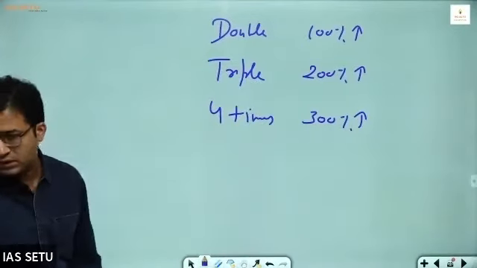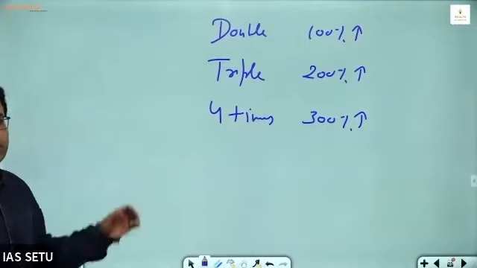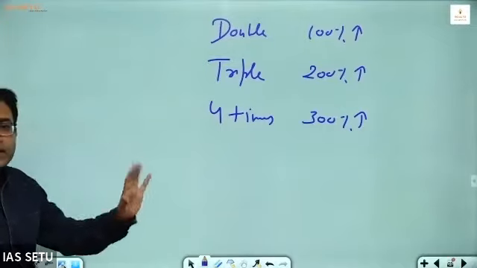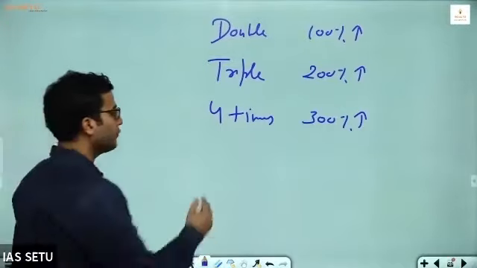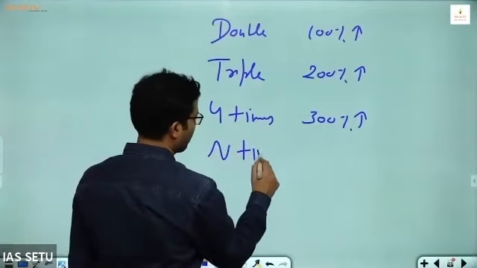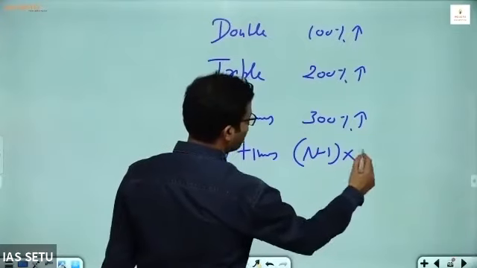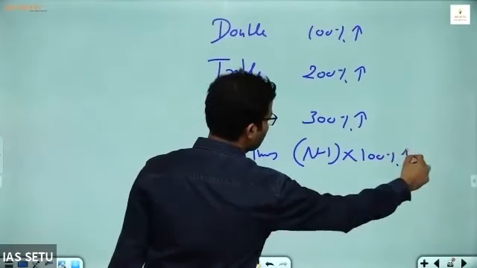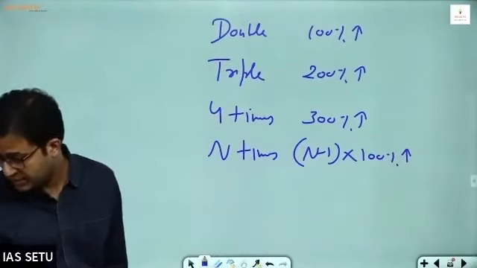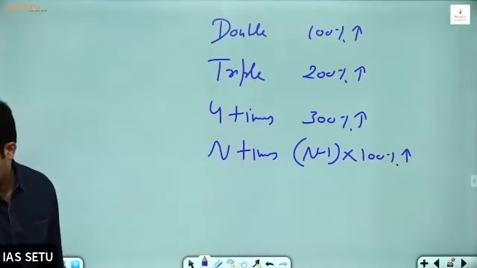Double 100%, triple 200%, 4 times 300%, 5 times 400%. So if it is n times, it is (n minus 1) into 100% increase. n minus 1 into 100%.